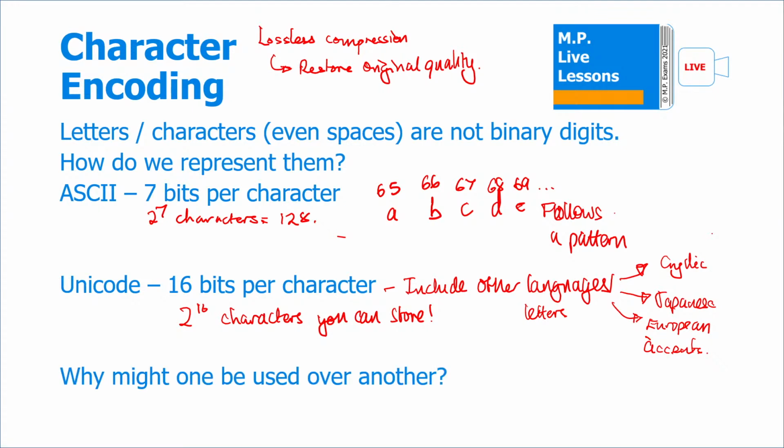Now, why might one be used over the other? For example, if you're in France, you would likely use Unicode because it has characters that aren't found in ASCII. If you're just in, let's say, the UK or America, you would likely use ASCII in your computers because one, it can save much more space because you're using fewer bits per character, and two, you just don't need many of the Unicode characters.